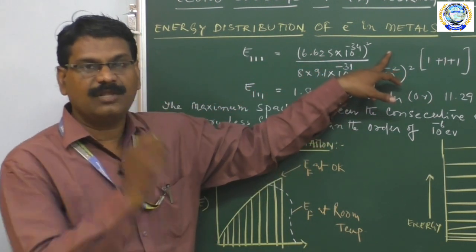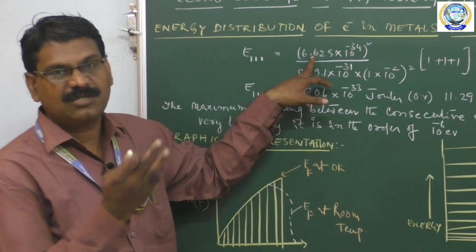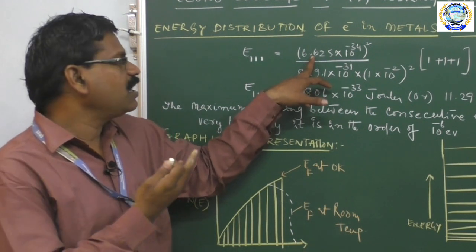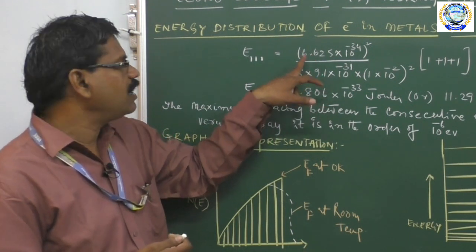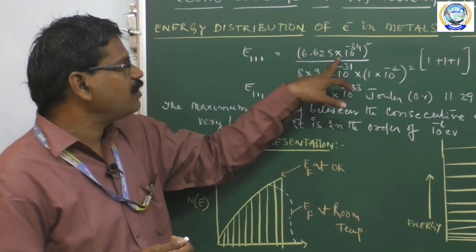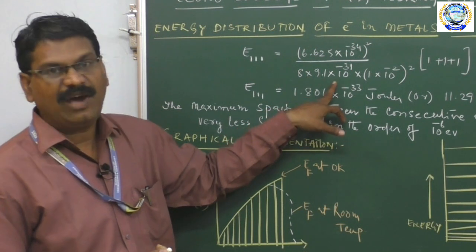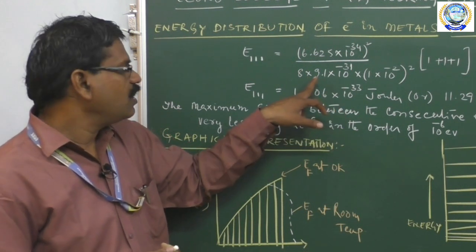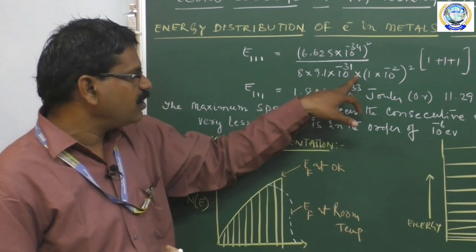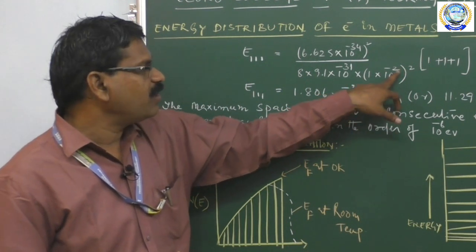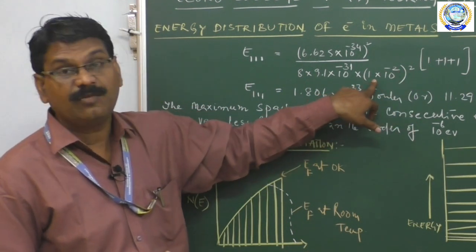I have already told you that h is called Planck's constant. So what is its constant value? Bring it and substitute in this particular place. We will get (6.625 into 10 power minus 34) whole square by 8 into m value. This is called the mass of electron, 9.1 into 10 power minus 31, into (1 into 10 power minus 2) whole square. What is this 1 into 10 power minus 2 here?